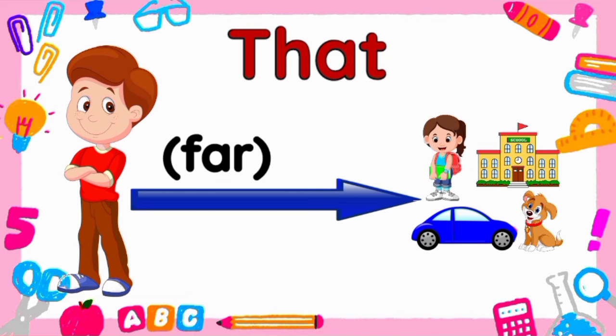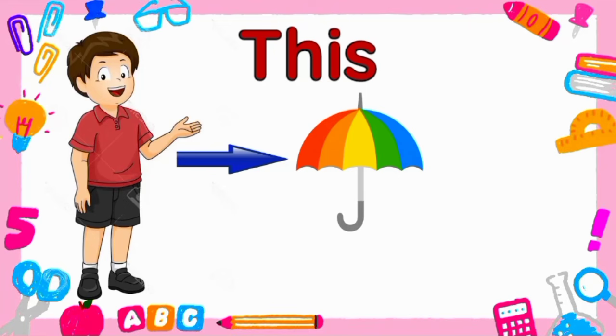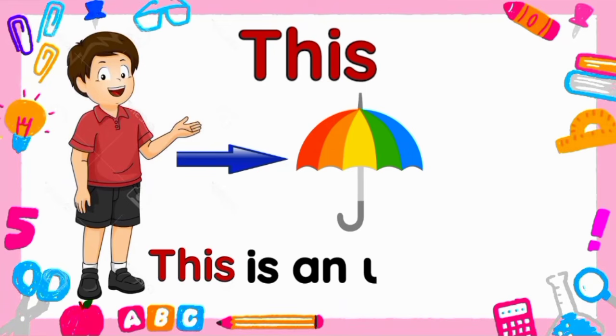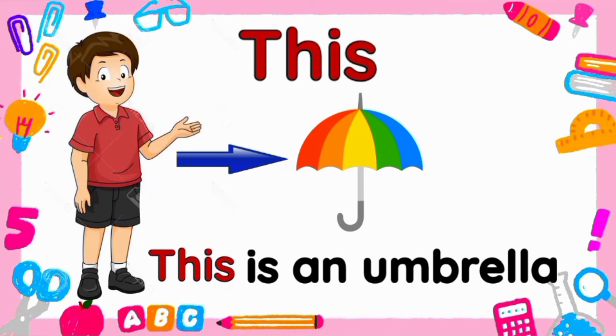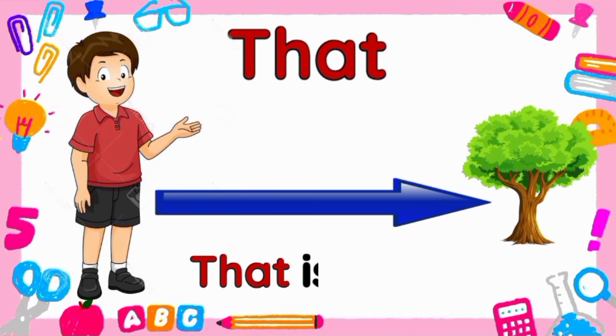Now let's understand this better with the help of an example. This is an umbrella. Here we used the word this because in this picture, the umbrella is near to the boy. So this is an umbrella. That is a tree. Here we used the word that because in this picture, the tree is far from the boy. That is a tree.